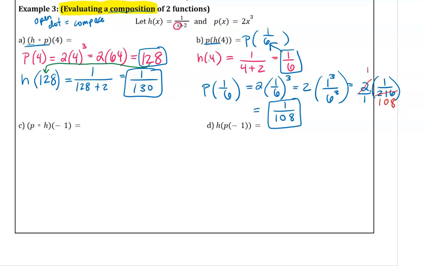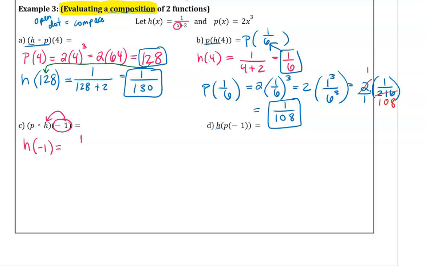Okay, so for the last two, I have C and D. I'm basically, again, switching the order. Here p is first, here h is first. And then I'm taking x as -1 and plugging it into one function, and then the answer to that into the other function. And you work your way from right to left. So I will start by taking the -1 and plugging that into h, because you go from right to left, or inside out. -1 is inside, and then I work my way out from there.